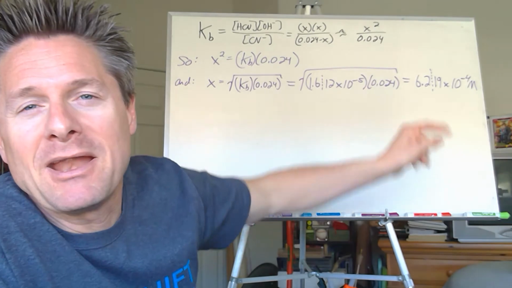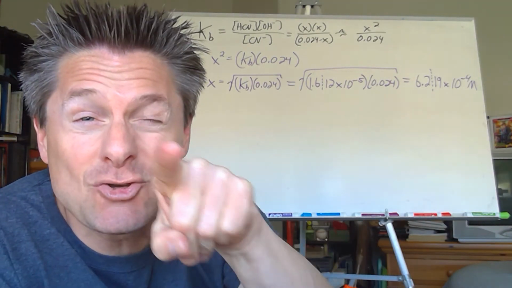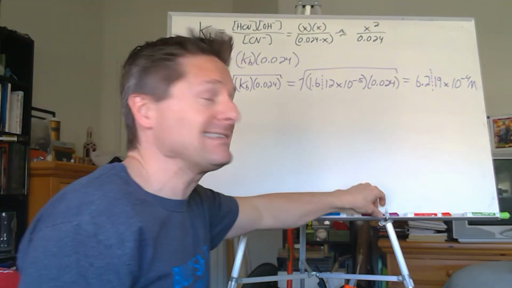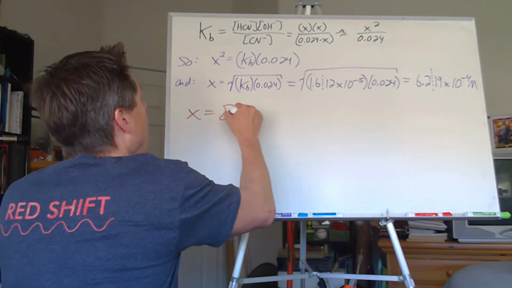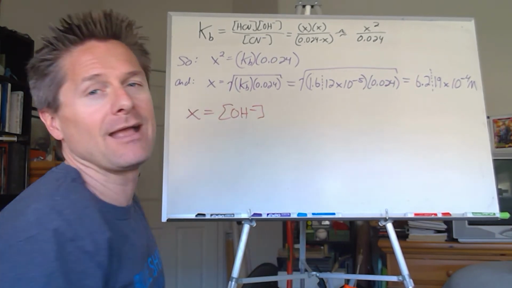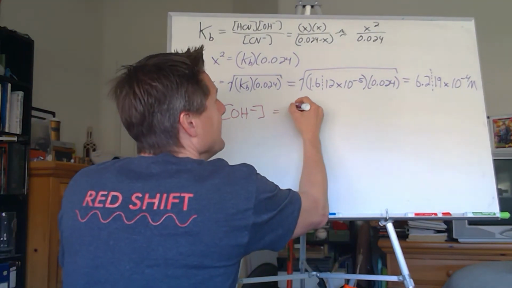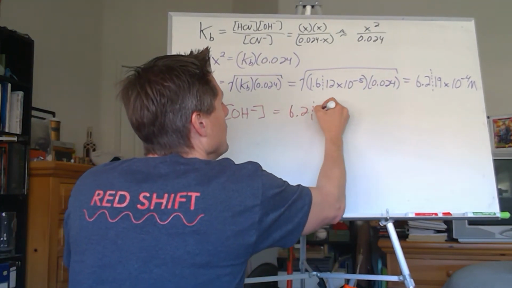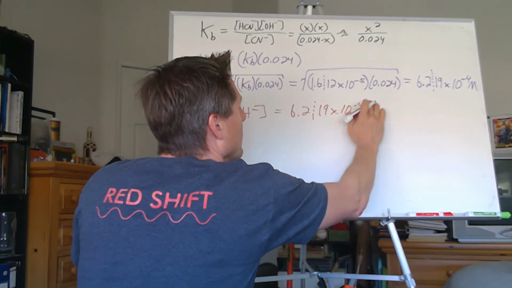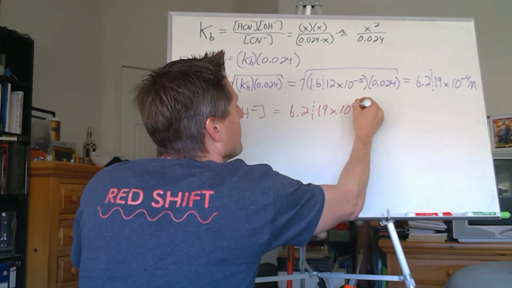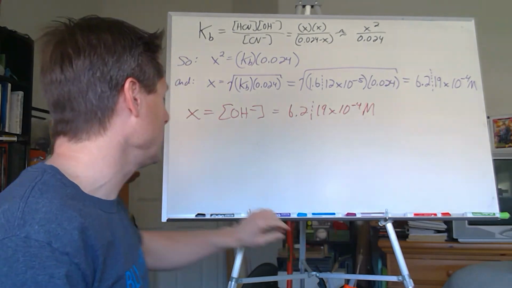It's because I rushed it right here. I made the same mistake. So if the professor makes it, you should watch out for it. X, if you look on the ICE table, X is your hydroxide ion concentration. So that is equal to 6.219 times 10 to the minus 4th molar. That's a pretty ugly molar there. The big mistake students make is making that assumption.